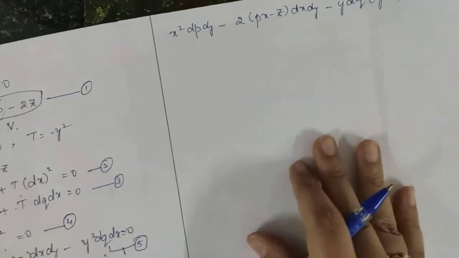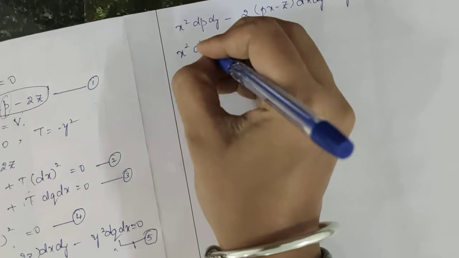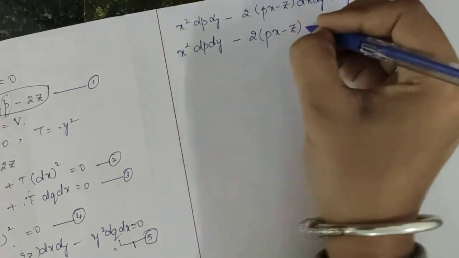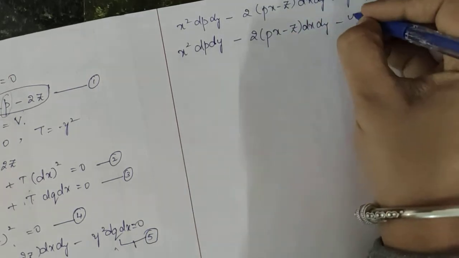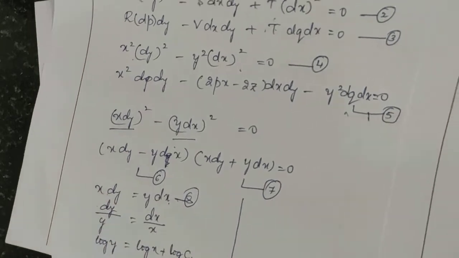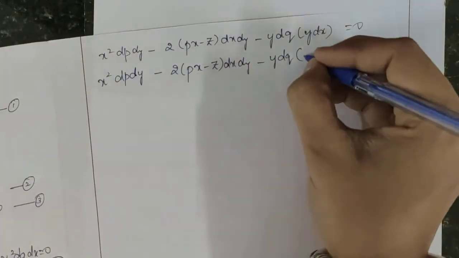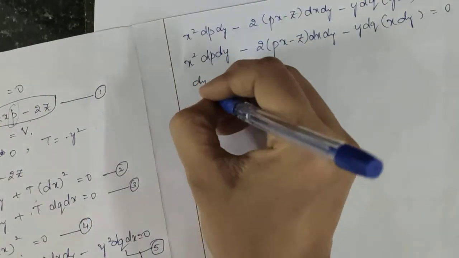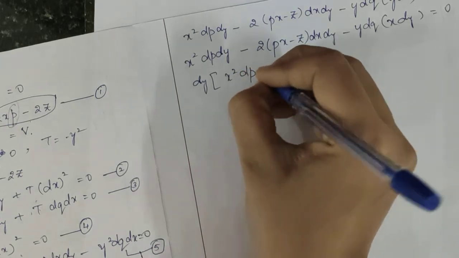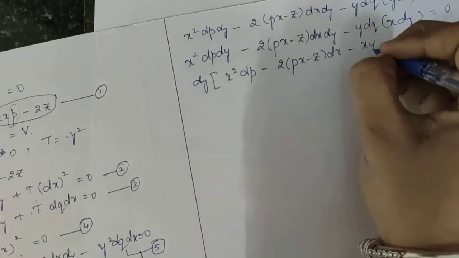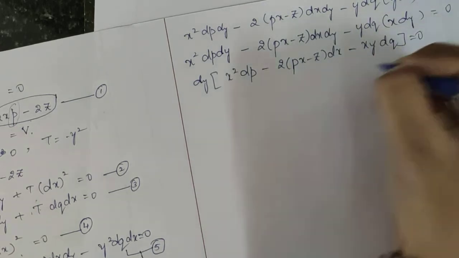So this is equal to 0. So x square dp dy minus 2 times of (px minus z) into dx dy minus y into dq into, what is y dx from my equation number 8? It is x dy. Okay, so substitute that here, x dy is equal to 0. So simplify this, you will get dy into x square dp minus 2 times of (px minus z) into dx minus xy into dq is equal to 0.